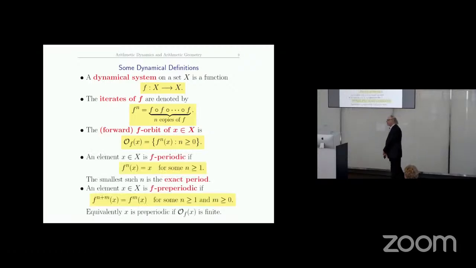Of particular interest are points which return to themselves. So after you apply f a certain number of times, you get back to where you started. And those are called the periodic points, and the smallest iterate that gets you back to where you started is called the exact period. And slightly more generally are the f pre-periodic points. Those are the points that after you move along, at some point you hit a periodic point. So a periodic point makes a loop. A pre-periodic point would have a tail and then a loop.